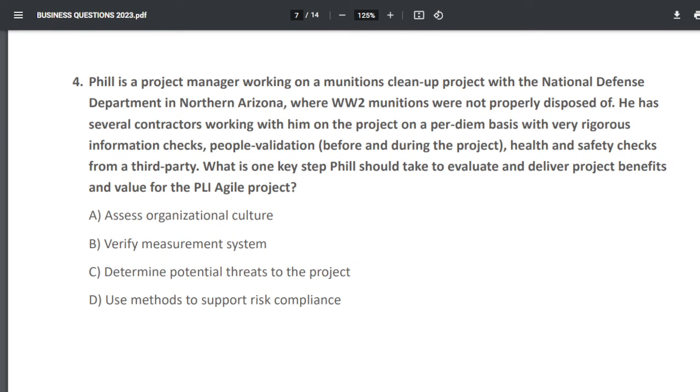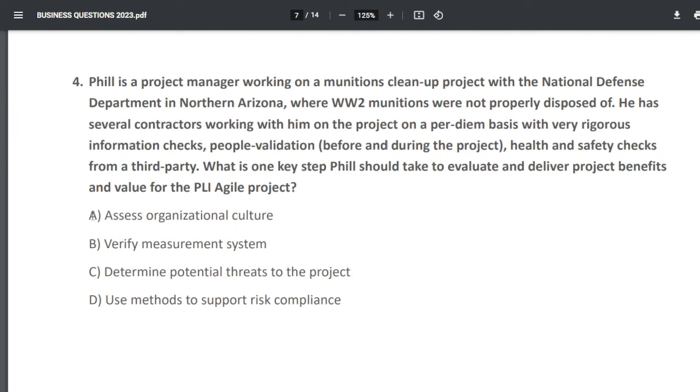All right. Hit the pause button if you need more time. This is the logic for the answer. Always take note of what you're being asked. What you're being asked here is one key step Phil should take to do what? To evaluate and deliver project benefits and value. So we need an option that is more tailored towards that.